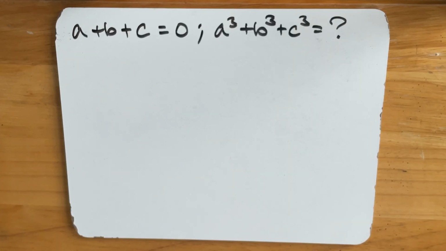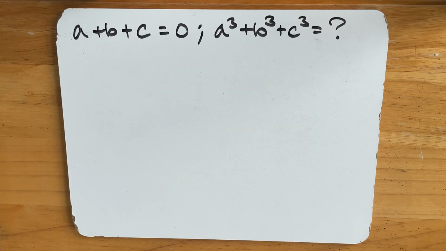Alright, so suppose we're told that we have three numbers, a, b, and c, and we're also told that a plus b plus c is equal to 0. Now, the question is, what's the value of a cubed plus b cubed plus c cubed?